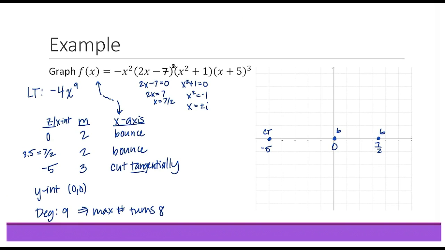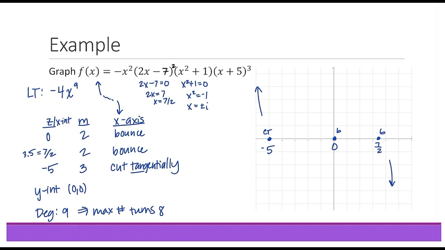Make sure it did. I'm going to go ahead and do the end behavior. So to the left of -5, I'm going to point up. To the right of 7 over 2, I'm going to point down. So I like to just get kind of close.